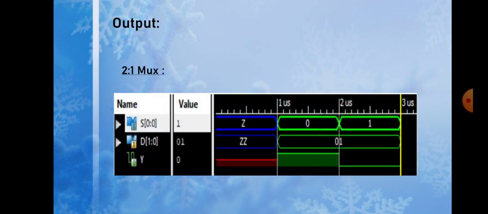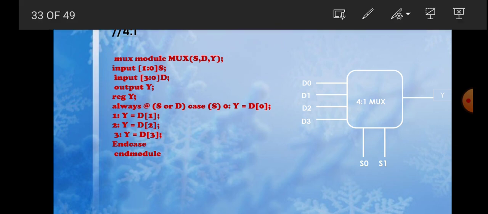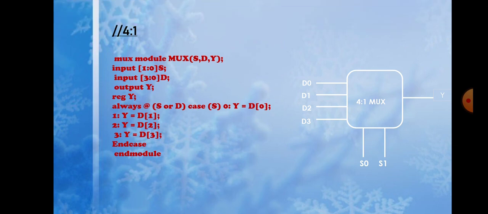So now let's see the 4:1 multiplexer code. Module MUX (S, D, Y), input [1:0] S, input [3:0] D, output Y, reg Y, always @(S or D), case S. 0: Y equals D[0], 1: Y equals D[1], 2: Y equals D[2], 3: Y equals D[3], end case and end module.